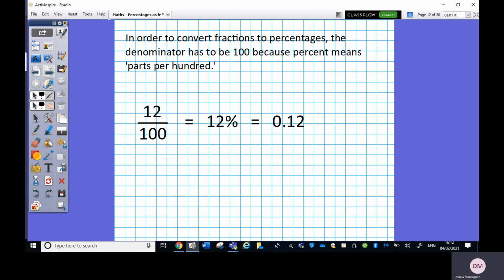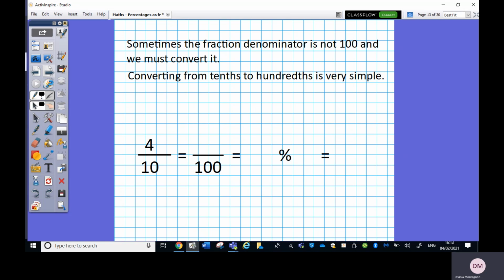Okay. Now, in order to convert fractions to percentages, the denominator has to be 100 because 100% means parts per 100. Okay, so if we have 12 hundredths, it is equal to 12% and therefore equal to 0.12. But sometimes the fraction denominator isn't 100, and so we need to convert it. And this is what we are going to do.